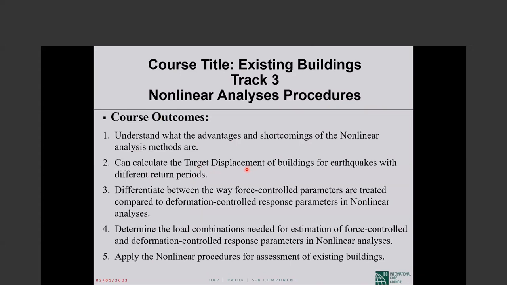We got some familiarity with calculation of target displacement for buildings. So when we look at a building and we want to evaluate it, we see force control actions and deformation control actions, and now we differentiate between them. And now we know who are friends, who are enemies. Determine the load combinations. Now, force control and deformation control are almost the same. And in general, we know how to apply the procedure.